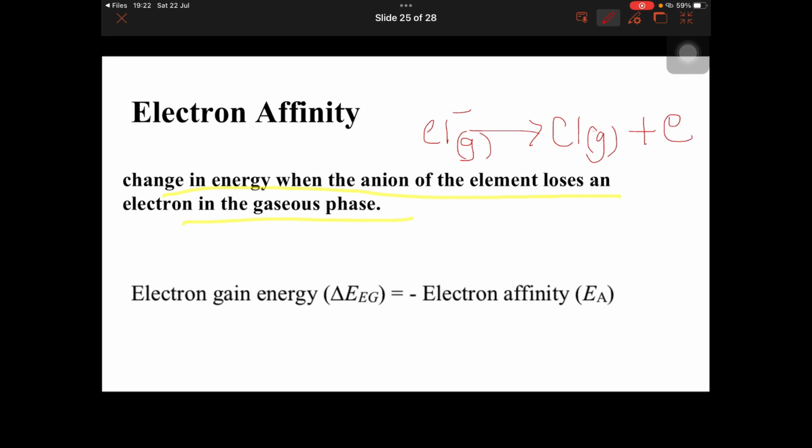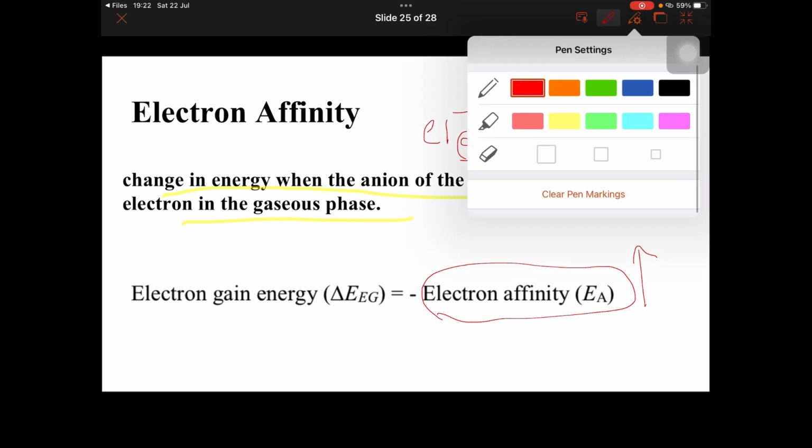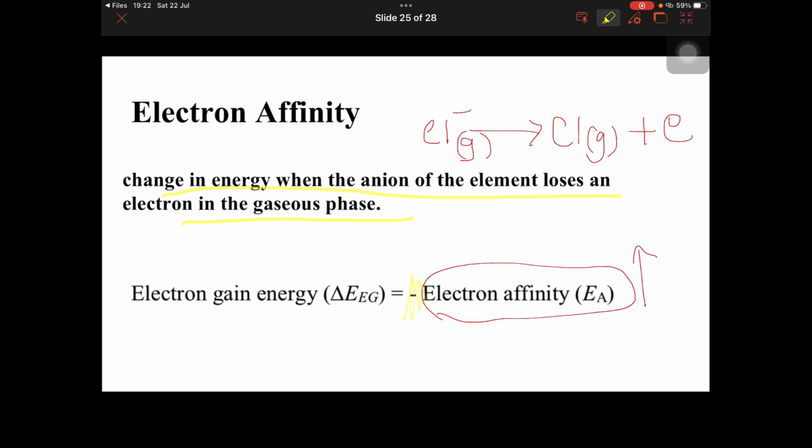And you can see if the chlorine has a higher electron affinity, it will release a large amount of energy. So what does this negative sign tell you? It tells you that energy is released, nothing else. The negative sign tells you that energy is released. So that's why it is equal to the electron gain energy, the amount of energy released when an electron is gained. So more negative means more energy is released.